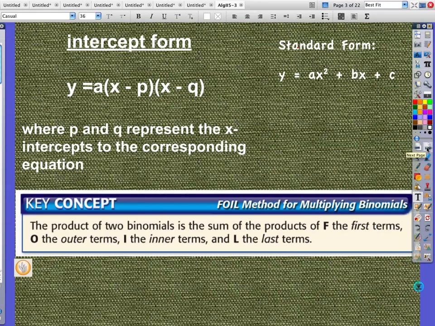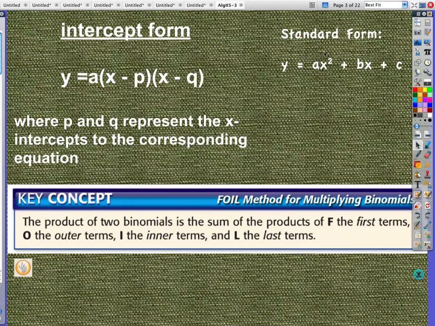Okay, intercept form. This lesson's going to be really short and quick. We have been working with standard form for our quadratic equations. So here's your standard form, y equals x squared plus bx plus c. It looks familiar, you've seen it, but now we have to introduce another form. Just like you have three forms of a linear equation, you also have different forms of quadratics. Y equals a times the quantity x minus p times the quantity x minus q, where p and q represent the x-intercepts of the corresponding equation.